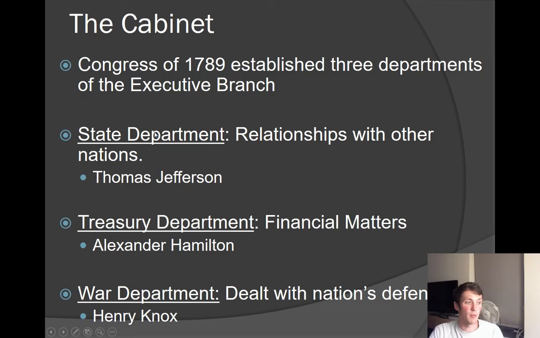So the State Department is going to be one of these first ones, right? And it's going to be dealing with the relationships with other nations, foreign nations, diplomacy, that kind of stuff. And Thomas Jefferson is going to be given that job.